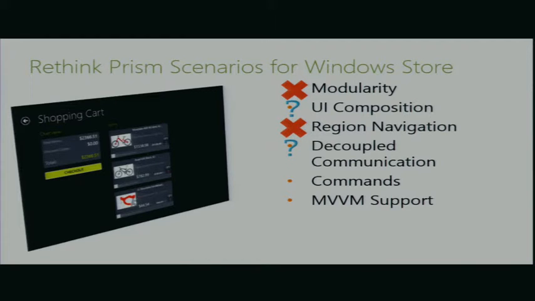Decoupled communication. Again, getting back to modularity, if you've got modules that don't know about each other, don't have references to each other, how can they talk? So that's when decoupled communication came up. But do we still have the need for decoupled communication in a case where all the assemblies can reference each other? I think we do. We have a couple of cases where we do. Commands and MVVM support is a pretty natural fit because they're still both XAML platforms.